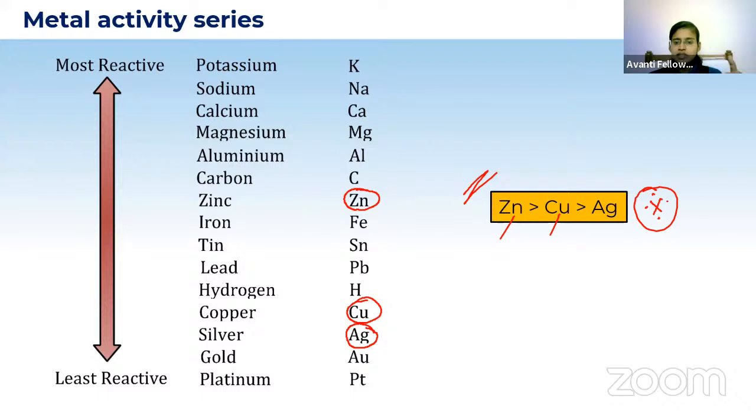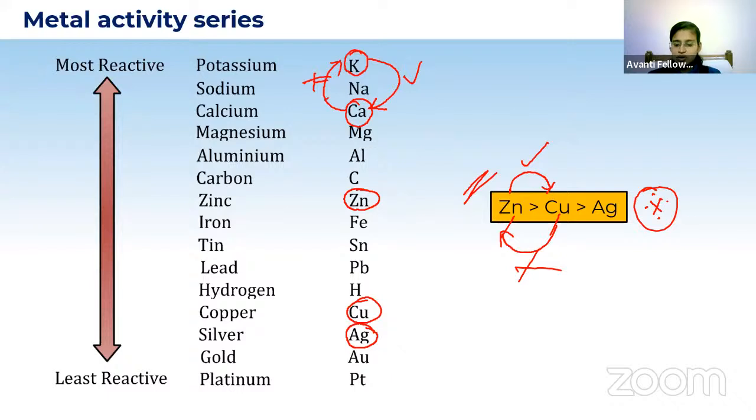So zinc is more reactive than copper. Copper is more reactive than silver. Okay. So zinc can replace copper, but copper cannot replace zinc. Let me take some more examples. Let me take potassium and calcium. So potassium can replace calcium, but calcium cannot replace potassium. The reason is potassium is more reactive and calcium is less reactive. So a more reactive metal can only displace a less reactive metal.